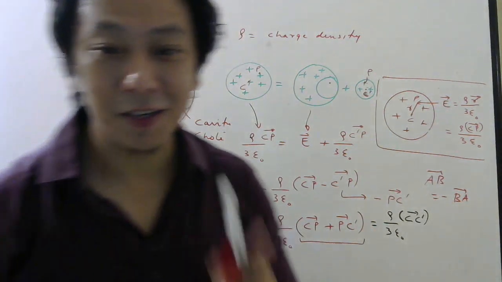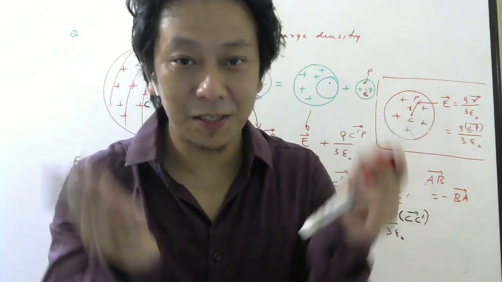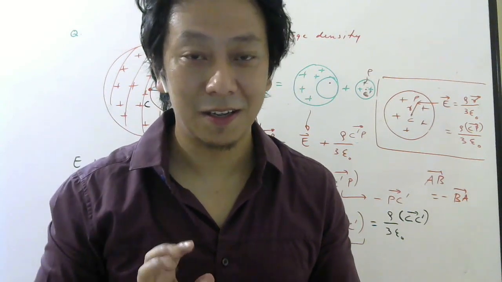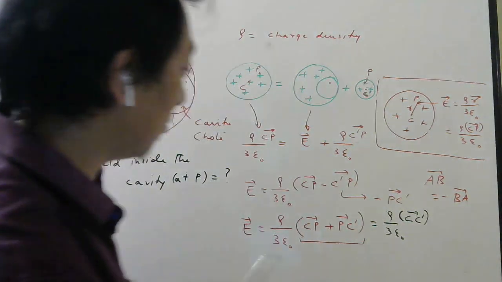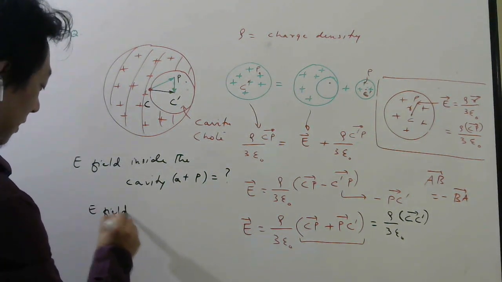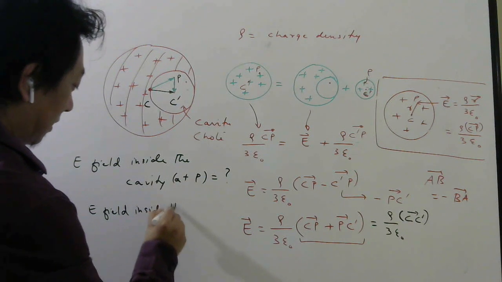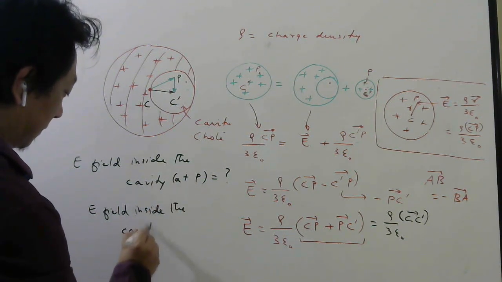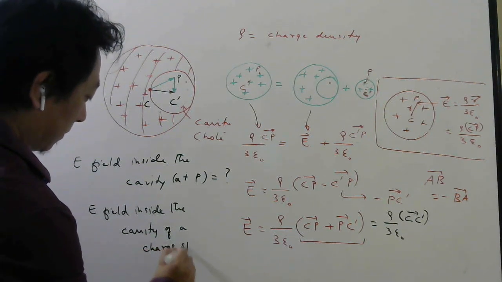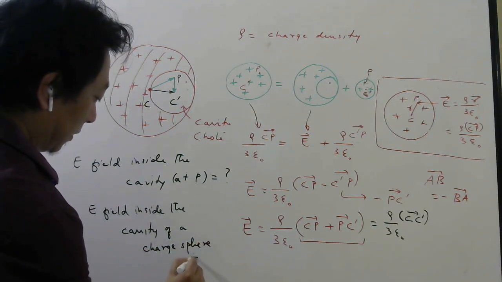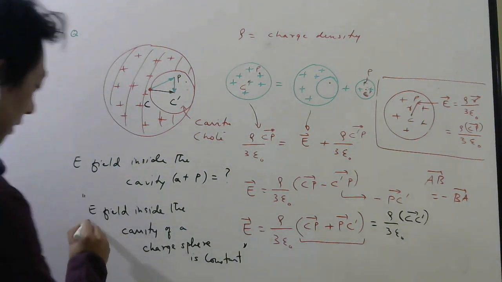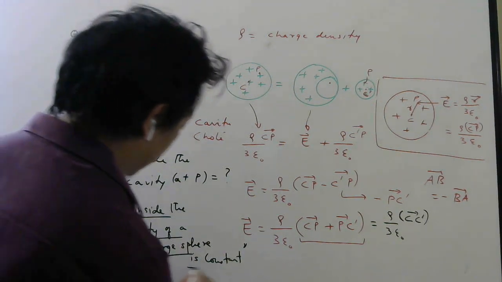So it's a very interesting result. If you have a uniformly charged sphere and you make some cavity inside, then the electric field inside the cavity will be constant. Make a note: the electric field inside the cavity of a charged sphere is constant.